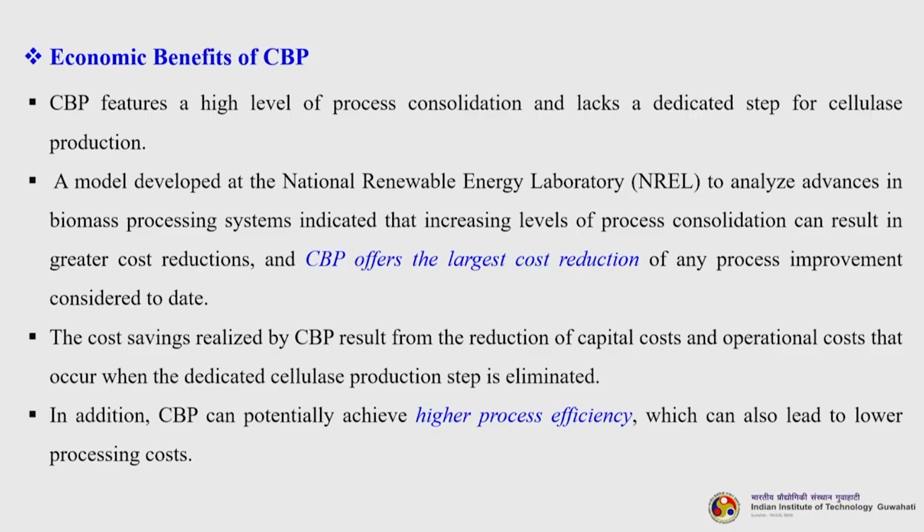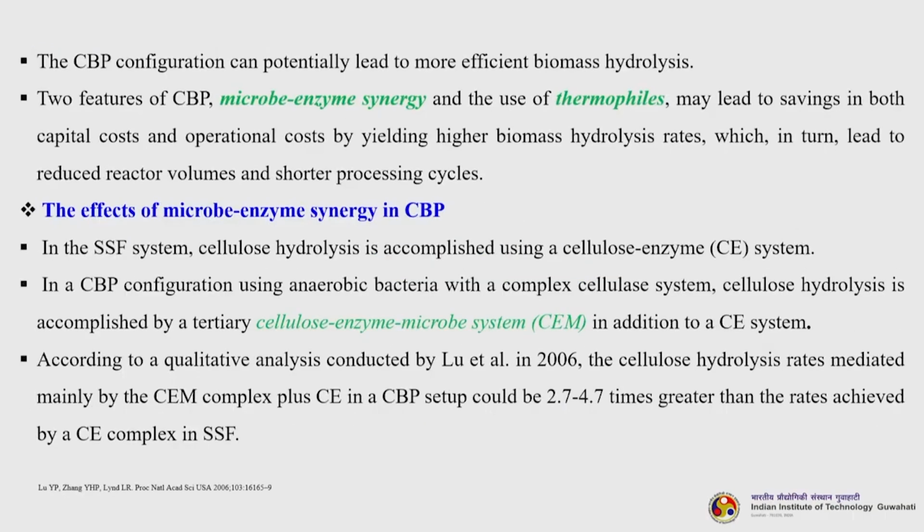In addition, CBP can potentially achieve higher process efficiency, which can also lead to lower processing cost. The CBP configuration can potentially lead to more efficient biomass hydrolysis. Two features of the CBP, one is the microbe enzyme synergy and the other is the use of thermophiles, may lead to savings in both capital cost and operational cost by yielding higher biomass hydrolysis rate, which in turn leads to reduced reactor volumes and shorter processing cycles.